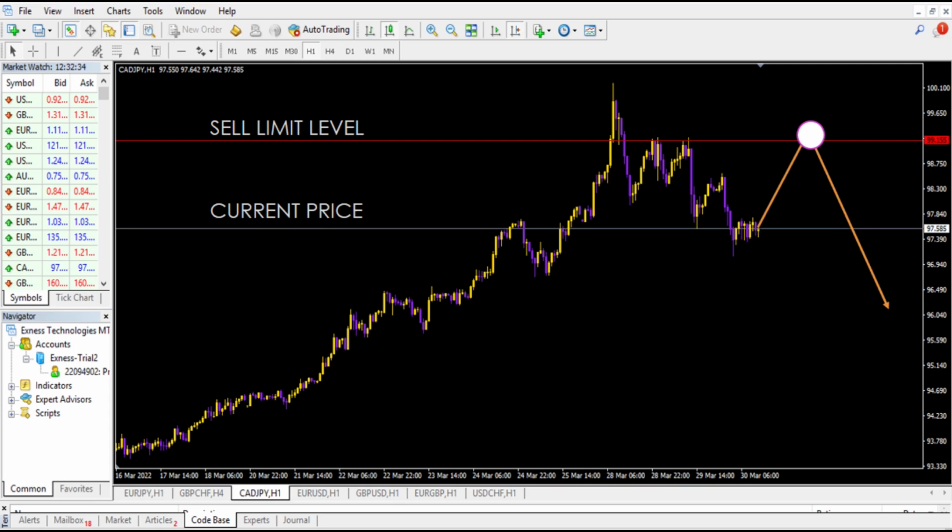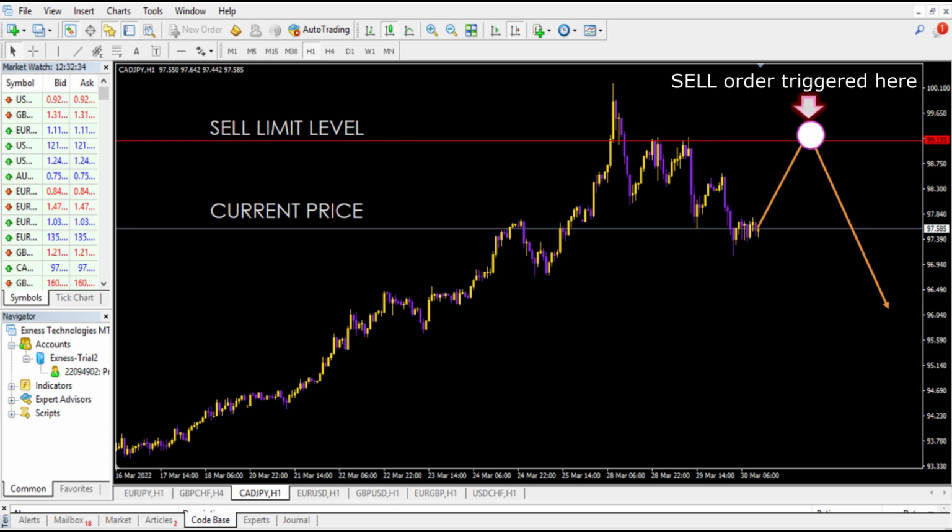But we use the sell limit order option when we want to set our entry price at a level that is above the current market price, so that we expect the price to move up to hit our entry level, and then when it bounces back down, you can be making profit since it is a sell trade.